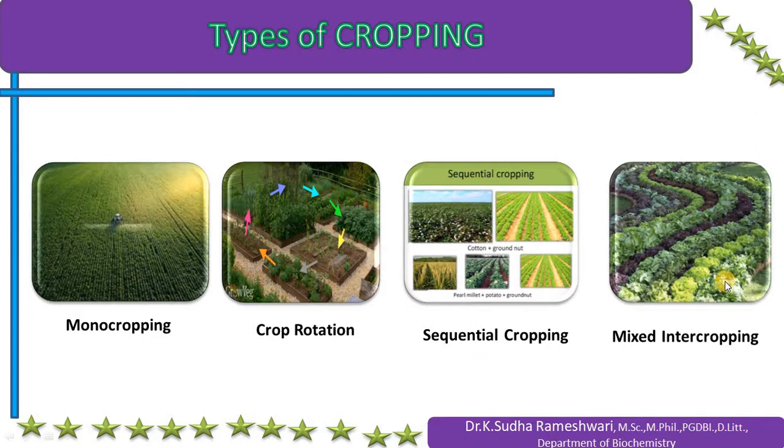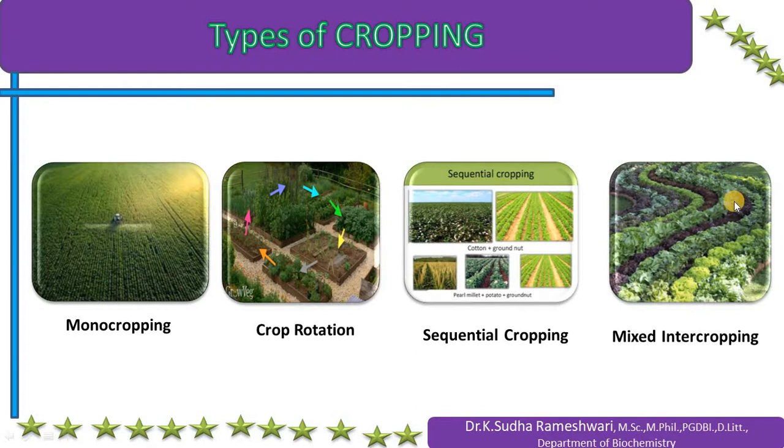Next is mixed intercropping. This is distribution of seeds of both the crops, tippling the seeds without any row arrangement. In other methods we have arrangement of rows, but in mixed intercropping there is no need of arrangement. This process is called mixed intercropping.